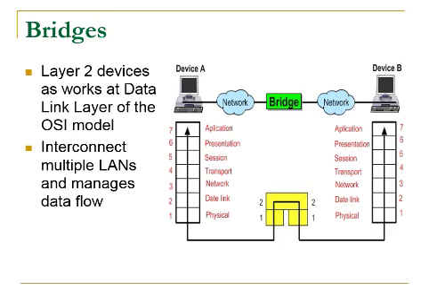The third type of device is called a bridge. Bridge is a data link layer device, and it works on layer 2 of the OSI model. It interconnects multiple local area networks and manages the data flow.